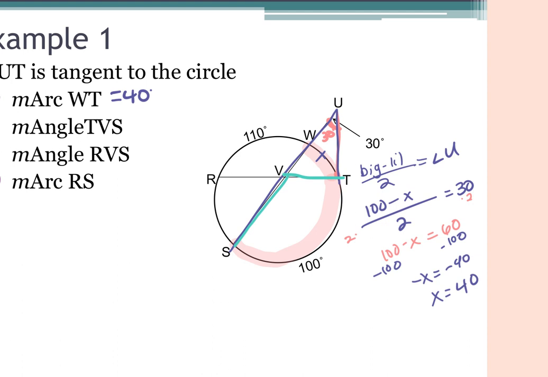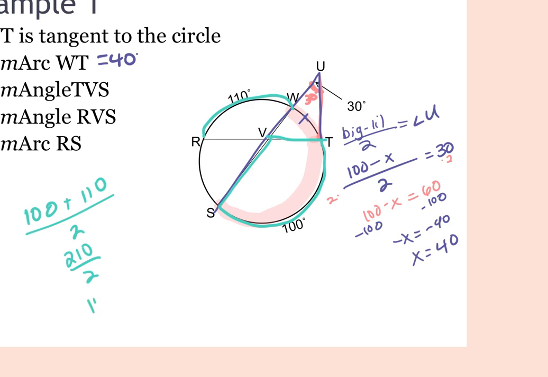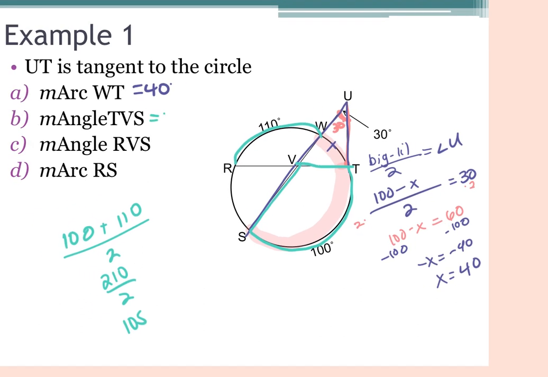This is the floating angle, okay, right? It's not in the center. It's not on the side. So it is the arc it intercepts plus the arc its vertical angle intercepts divided by 2. 210 divided by 2, or 105. Good so far? Yes.